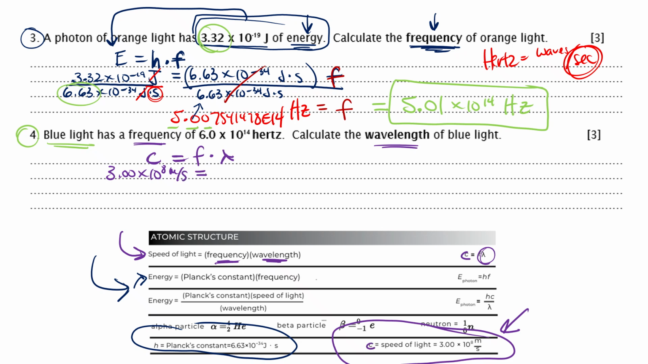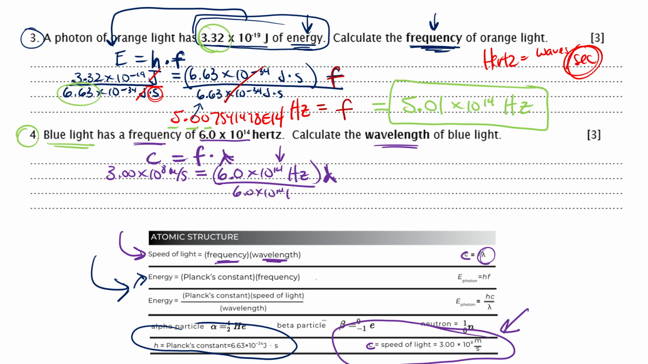We're going to set that equal to the frequency, which is given to us here. We're going to plug the frequency into our formula, 6.0 times 10 to the 14th hertz. And what we don't know is lambda, the wavelength. We're going to solve this for lambda. How do we do this? We're going to divide both sides by 6.0 times 10 to the 14th hertz so that we can isolate that lambda.